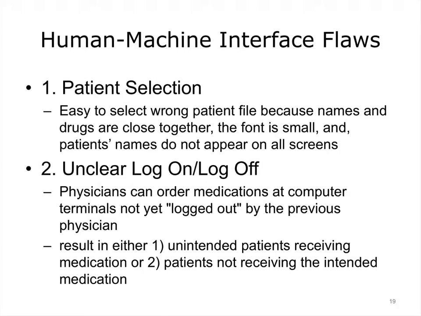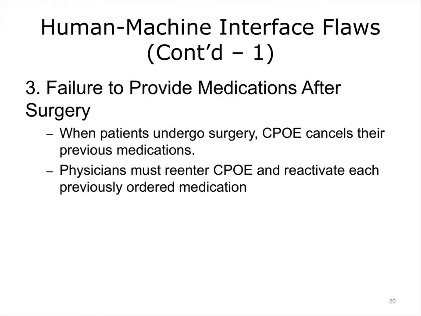As is the case with other clinical information systems, CPOE systems suffer from a range of usability problems. We will now look at 3 kinds of problems. First, when selecting a patient, it is relatively easy to select the wrong patient because names and drugs are close together, the font is small, and patients' names do not appear on all screens. Second, physicians can order medications at computer terminals not yet logged out by previous physicians. This can result in either unintended patients receiving medication or patients not receiving the intended medication. When patients undergo surgery, the CPOE system cancels their previous medications. Physicians must re-enter CPOE and reactivate each previously ordered medication. Once again, a reminder to do so may serve to reduce the frequency of such mistakes.